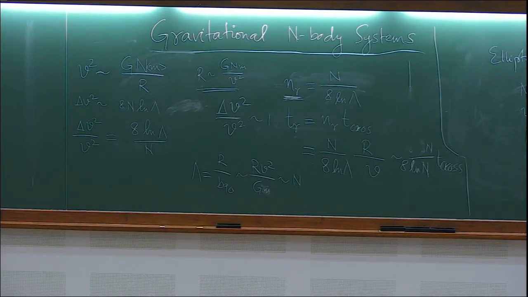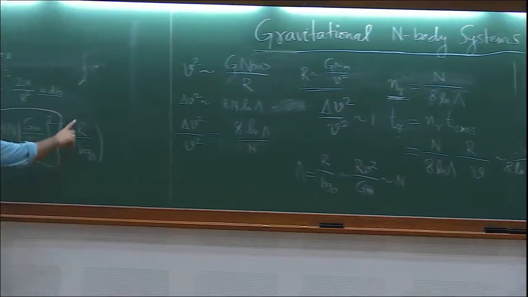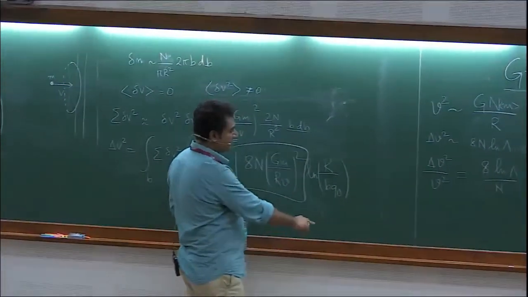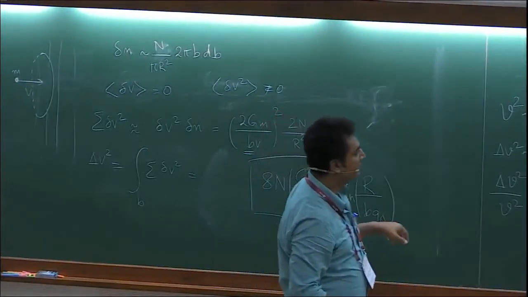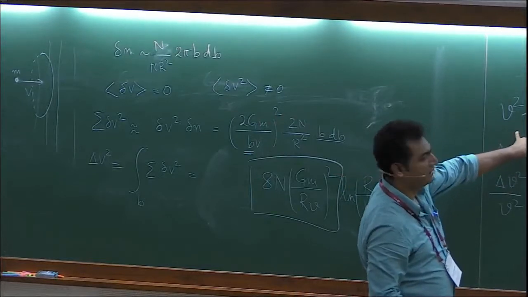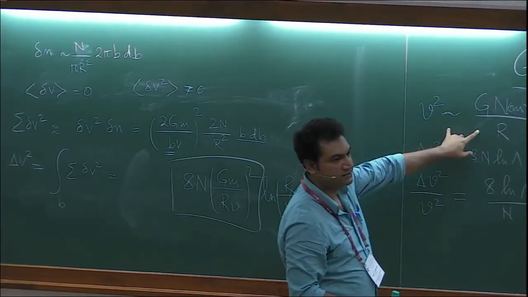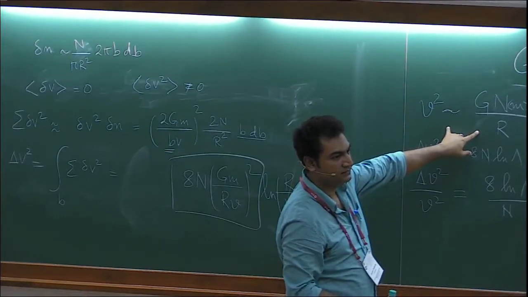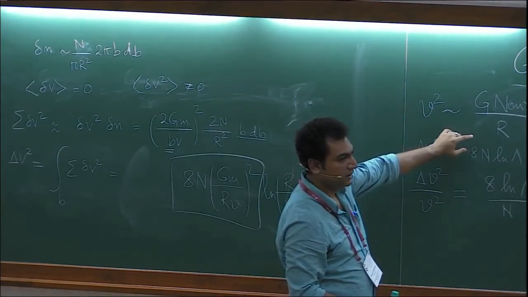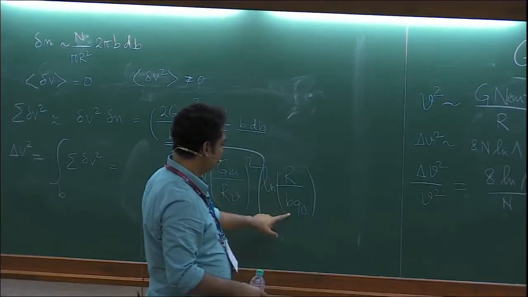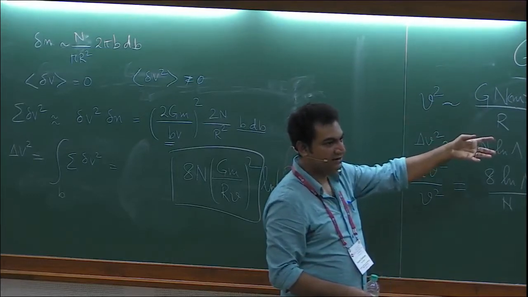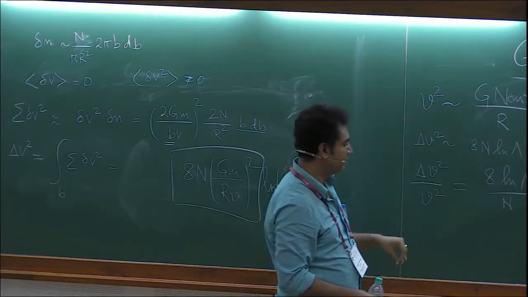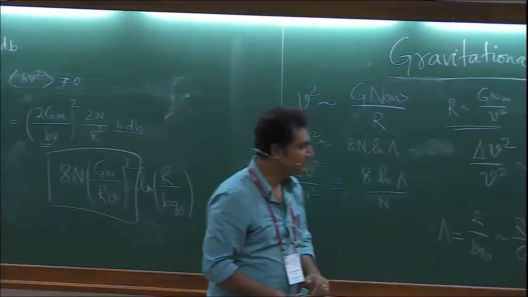Lambda became order N because I have erased it. Lambda is this, right? So this is r over b90, and I put in what b90 is, and then I'm saying that in a virial system, this must be roughly what the V is, right? So by replacing b90 and then connecting V with N, you can evaluate, and lambda comes of order N.